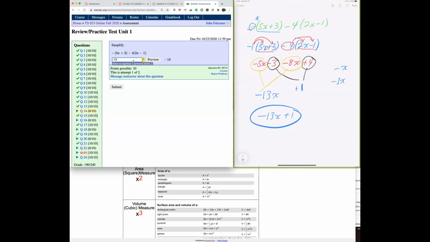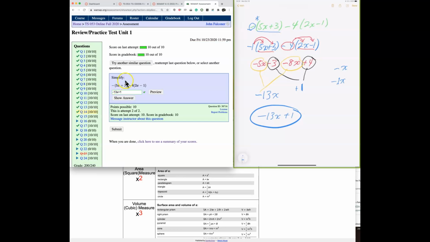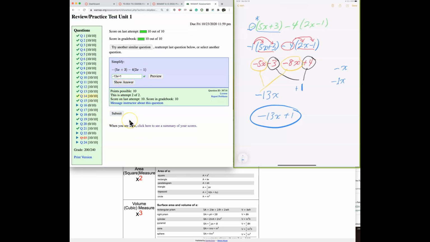Negative 13x plus 1. Syntax okay, awesome. All right, fingers crossed. Good. I don't know what I'd do if I made one more mistake.